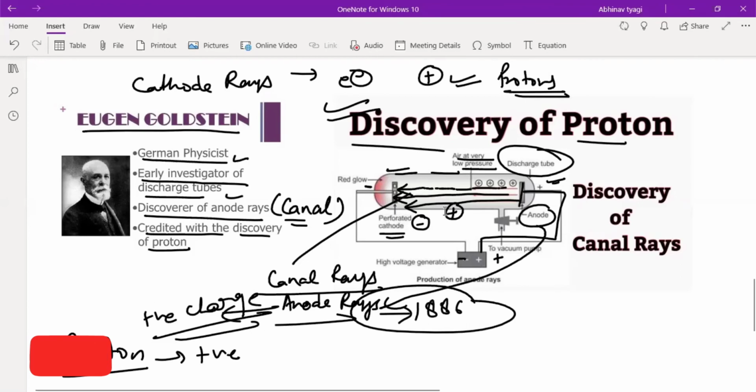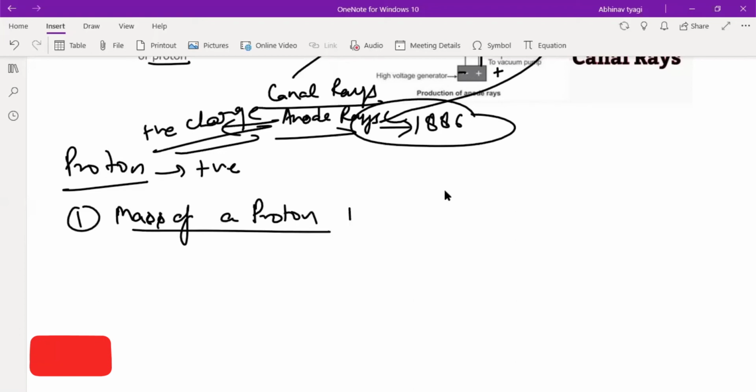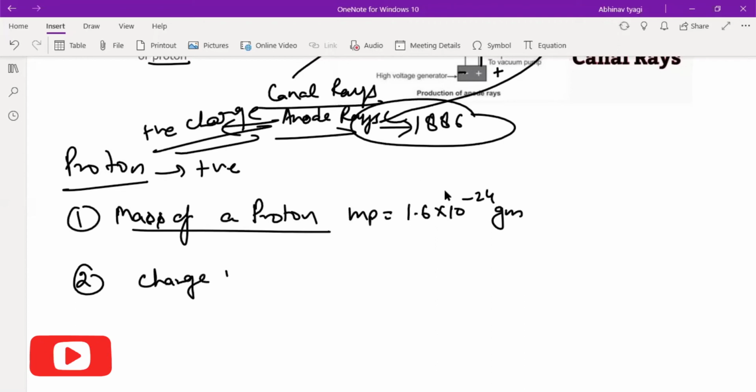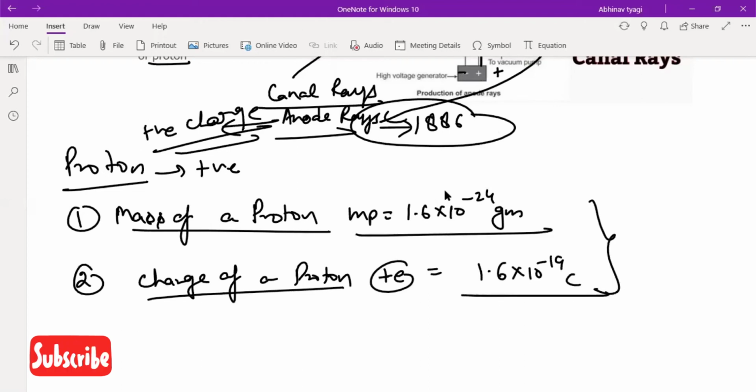And what are some characteristics of the proton? Number one, the mass of a proton. The mass of a proton is 1.6 × 10^-24 gram. Number two, the charge of a proton. The charge on a proton is +e, and the value of e is 1.6 × 10^-19 coulombs. So through this way, the proton was discovered.